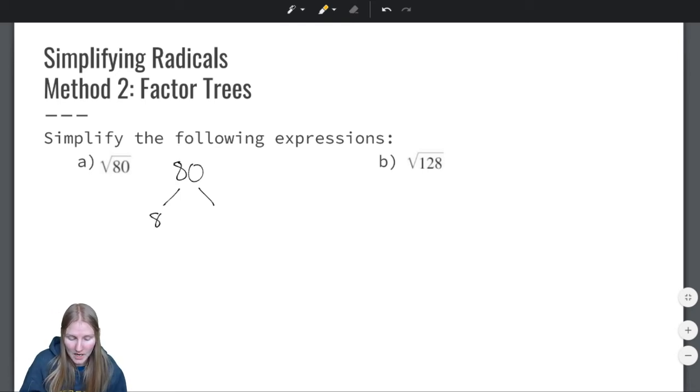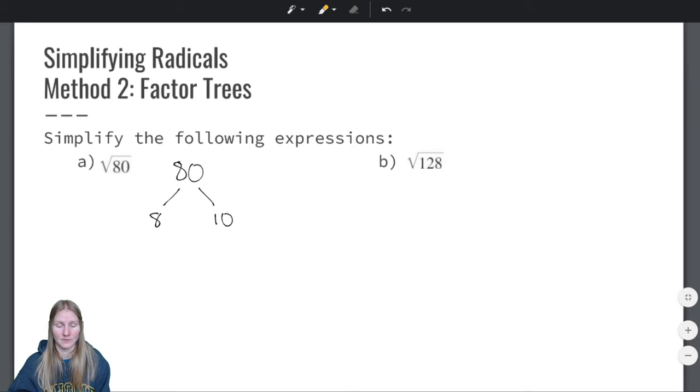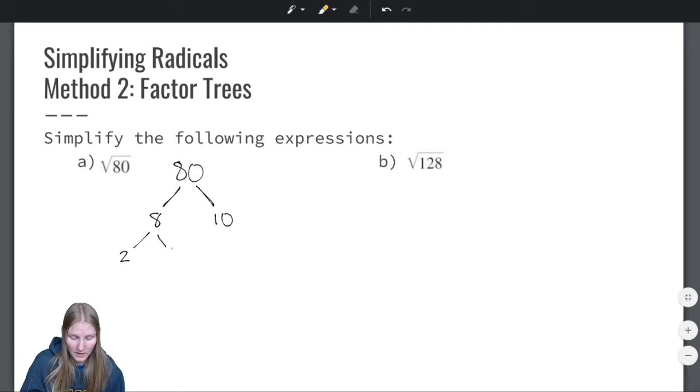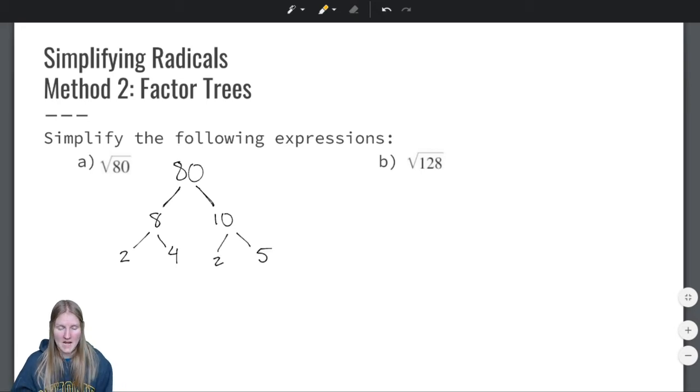The two that come to my mind are 8 and 10. 8 times 10 gives me 80. So I can split 80 up into 8 and 10. Now, how can I split 8 up? I can split it up into 2 and 4. I can split 10 up into 2 and 5. Now, I can't split 2 up. 2 is the end of the tree. It's the end of the root. I can't split down 2 anymore.